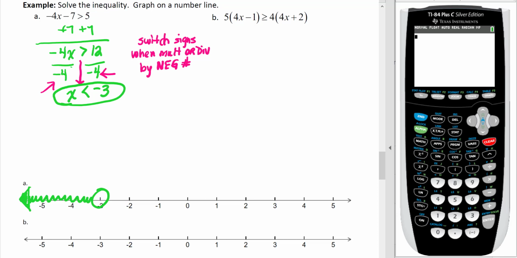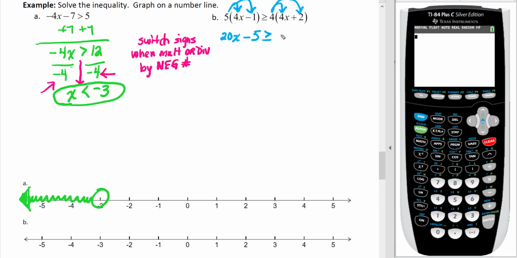Our next problem: 5 times the quantity 4x minus 1 is greater than or equal to 4 times the quantity 4x plus 2. That means we're going to have to use our distributive property. So 5 times 4x and 5 times minus 1. So that's going to become 5 times 4 is 20, attach the x. 5 times negative 1 is going to be a minus 5. Greater than or equal to, then 4 times 4x and 4 times 2.